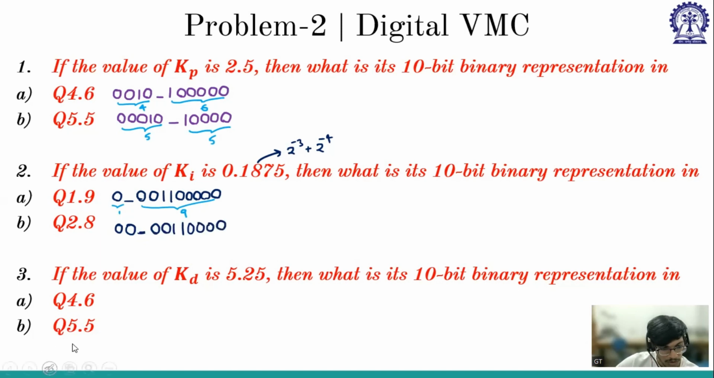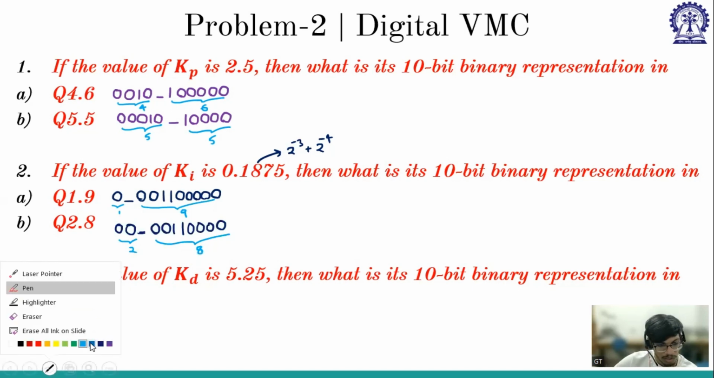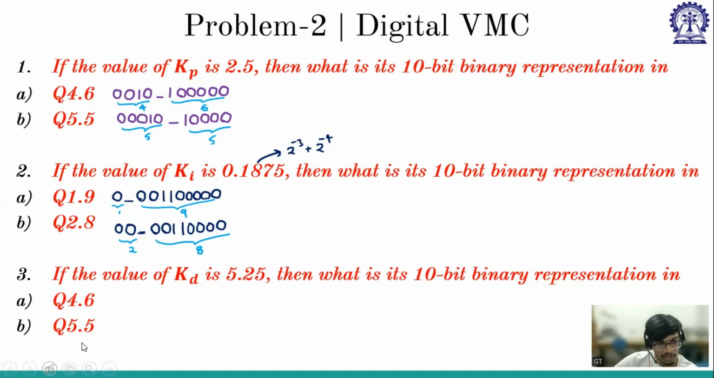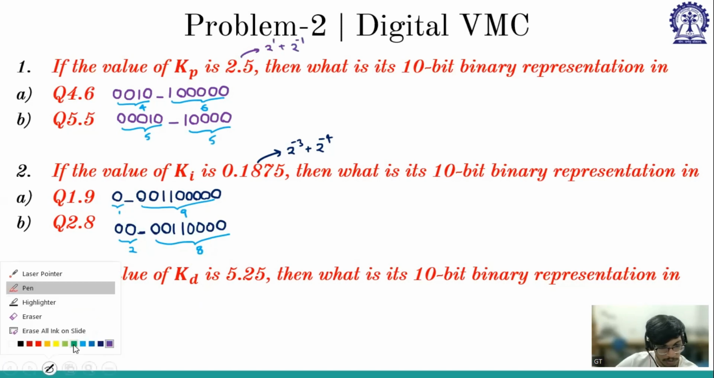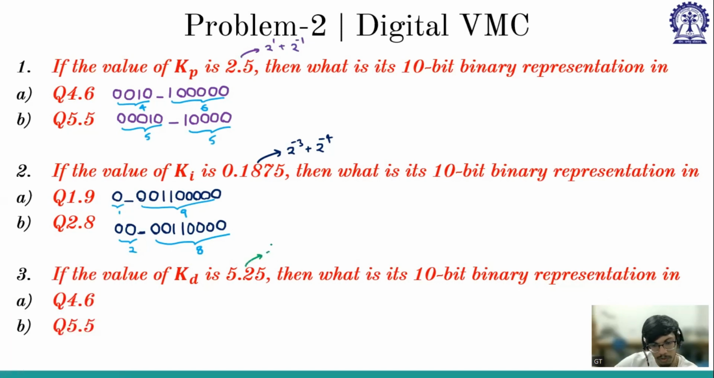So if I say 2.8 bit, this is 2 bit and this is 8 bit. Let me also write this. 2.5 is 2 to the power 1 plus 2 to the power minus 1. And 5.25, we'll use some other color, maybe green. This is 2 to the power 2, 4, 2 to the power 0, 1 plus 2 to the power minus 2. So it has 4 bits. 4 bits means most significant bit 2 to the power 3, 2 to the power 2, 2 to the power 1, 2 to the power 0.